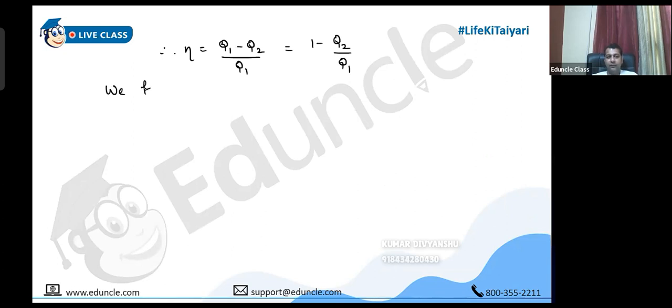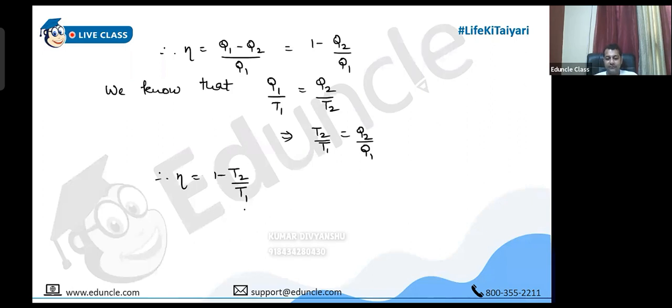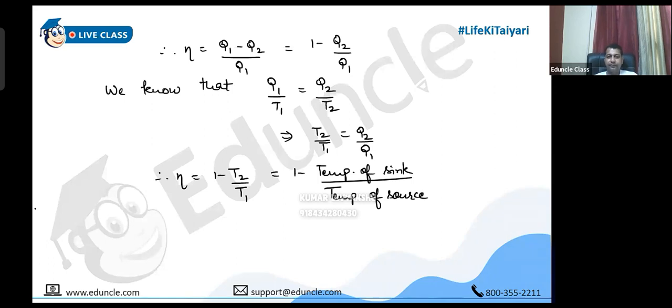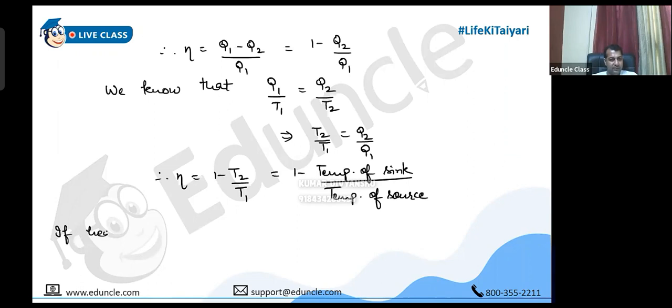Now we know that Q1 over T1 equal to Q2 by T2. So T2 by T1 is Q2 by Q1. So eta becomes 1 minus T2 by T1. Okay, that is 1 minus temperature of sink over temperature of source. Clear? Yes, sir.